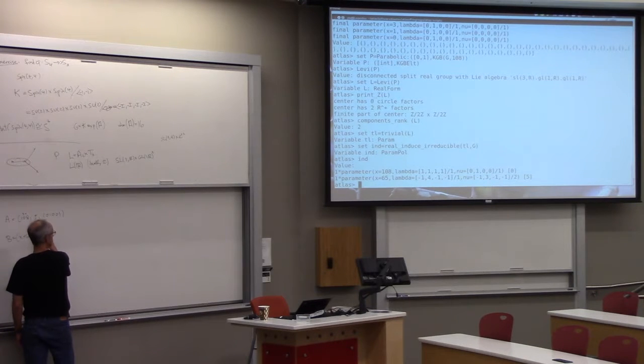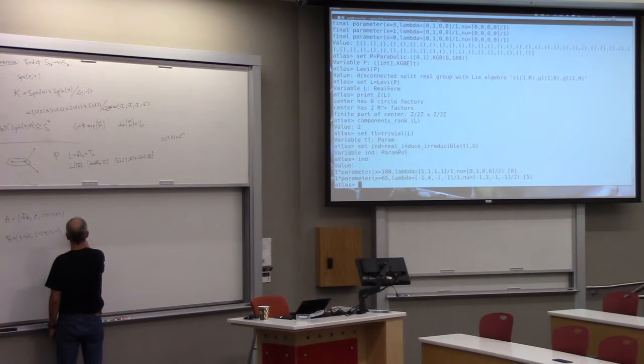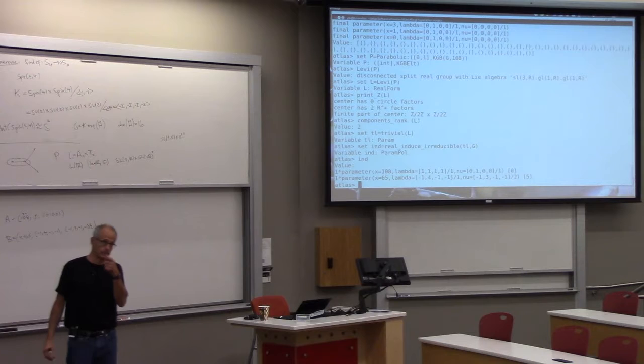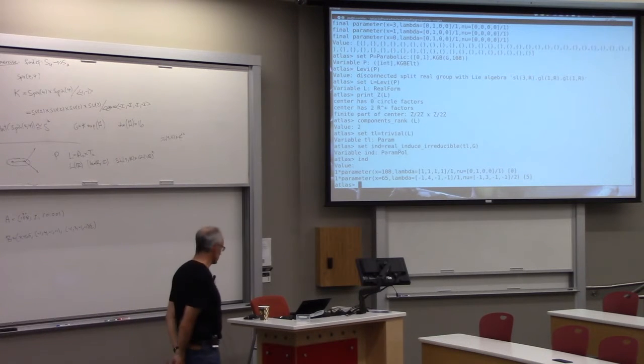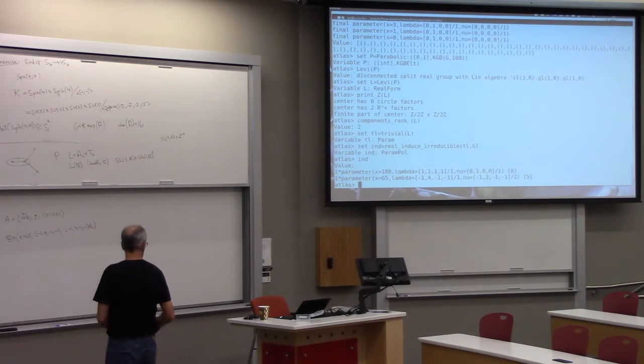Lambda is different now: -1, 4, -1, -1. And nu is something really weird: minus 1, 3, minus 1 over 2. So these are two of the representations that Gordon was interested in.